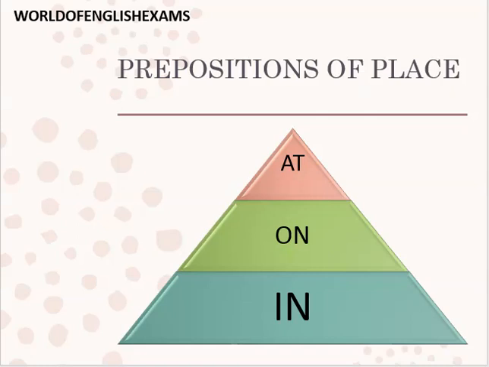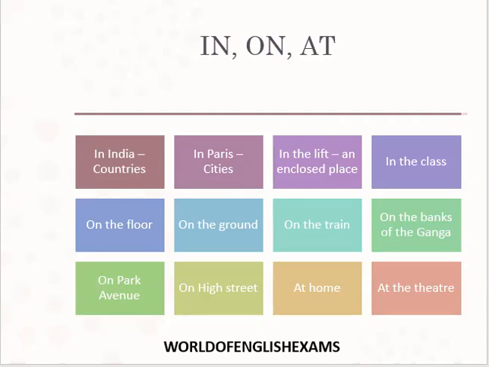So when you're talking about a bigger place, then you use in, and when you talk about any specific place, then you are going to use at. Let's look at some examples very quickly for this. Okay, so in India. When you're talking about countries, you're going to use in India, in China, in the United States of America, like that. Then to talk about cities, like in Paris.